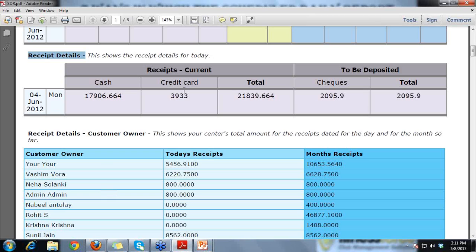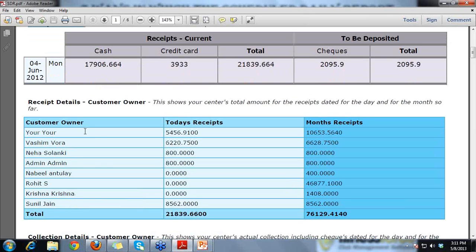The receipt details you see here are also bifurcated at your executive level. For example, you have done a receipt collection of 21,839. Out of that, it shows which of your employees did that particular receipt. Like for example, this particular employee has done a receipt collection of 800. The employee above, Wasim, as you can see, has done a receipt collection of 6,220. So this shows the total receipt created on that day and the amount bifurcation at each employee level.